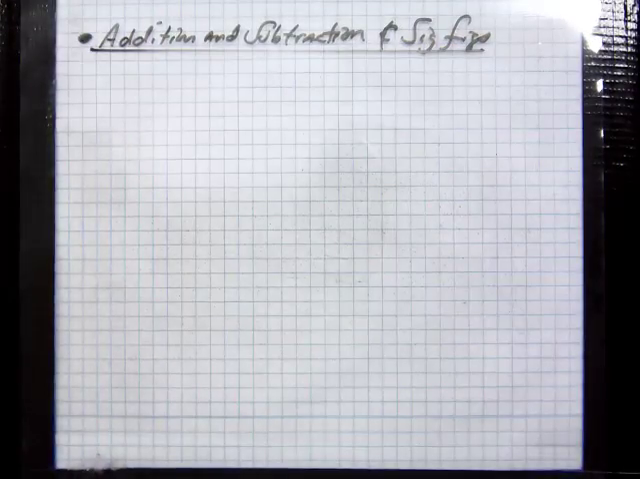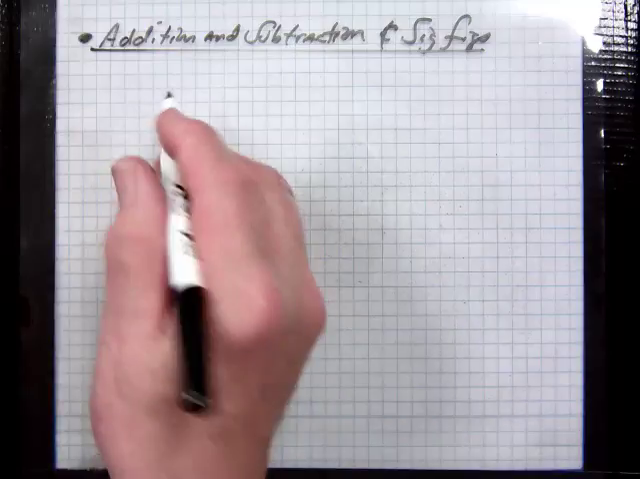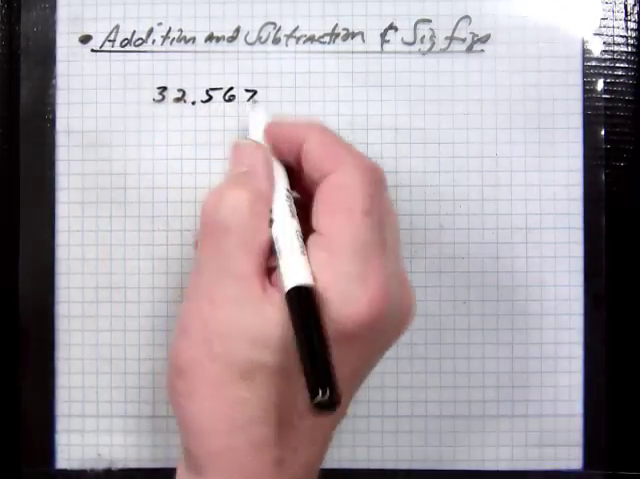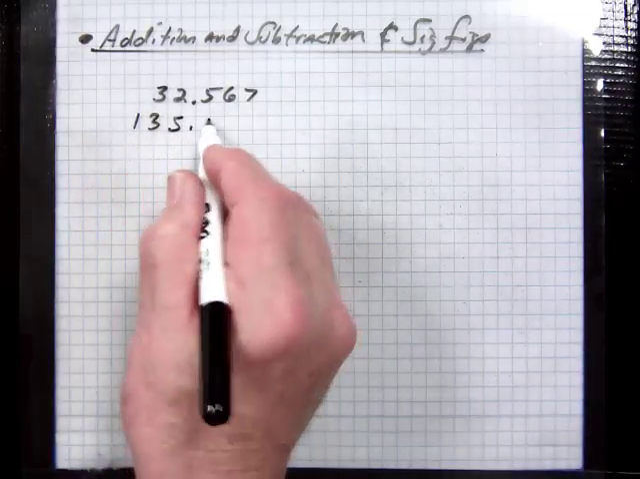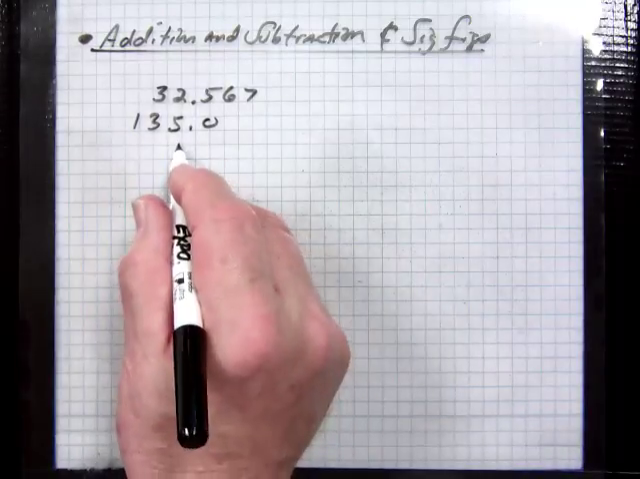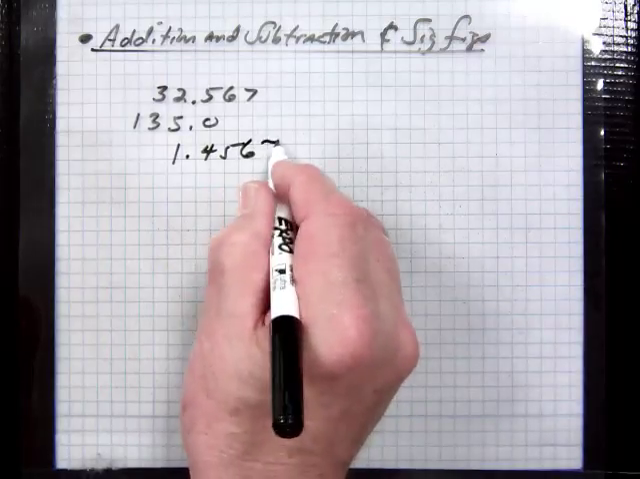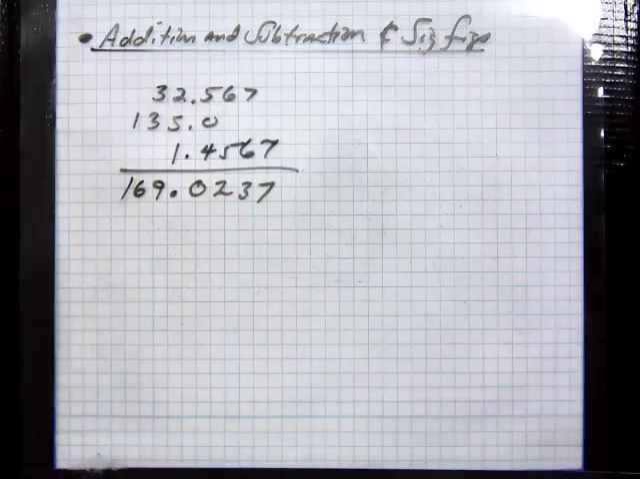Like I say, I can show you how this works easier than I can write out a verbal definition rule for this. So the problem is given to be 32.567, adding 135.0 and 1.456 and 7. So here is our calculator answer.